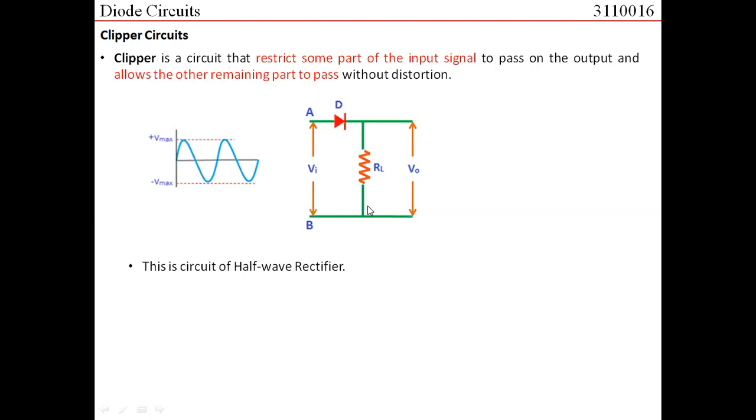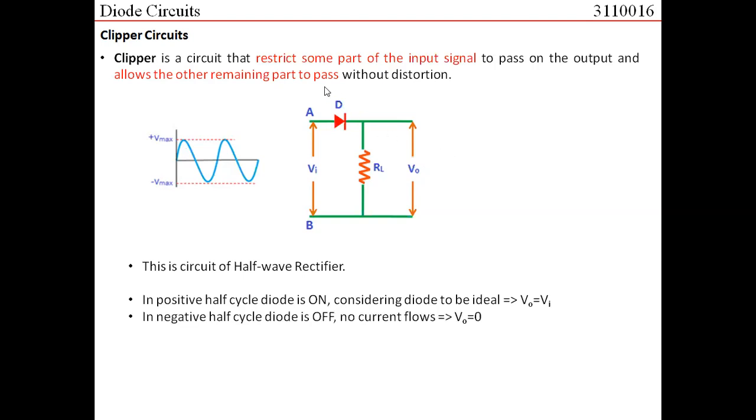And how does this circuit behave? We understand that in the positive half cycle, terminal A would be positive, B would be negative, and hence the diode would be forward biased. In forward bias, it would act as a closed switch, allowing the current to pass. And considering the diode to be ideal, there would not be any voltage drop across the diode in forward bias. And hence, whatever is the input voltage would be available at the output. So, during the positive half cycle, the complete voltage would be available in the output.